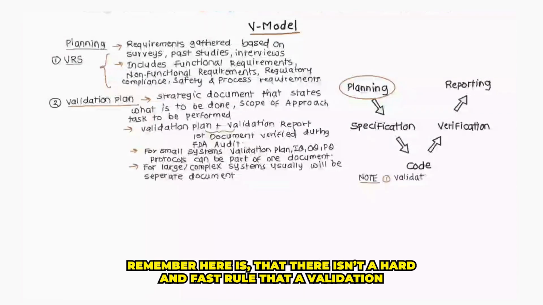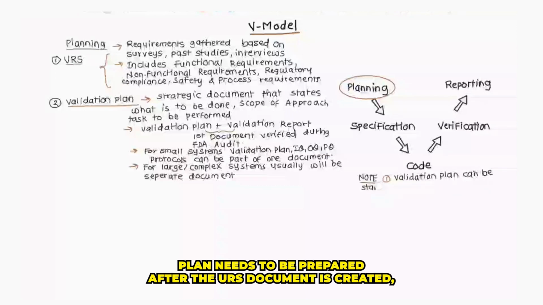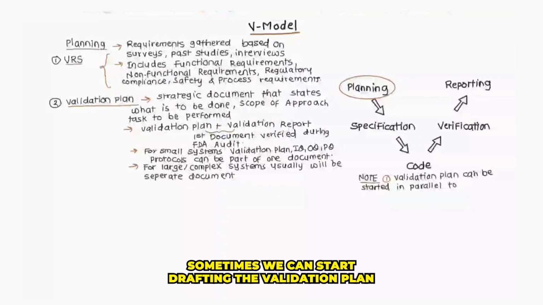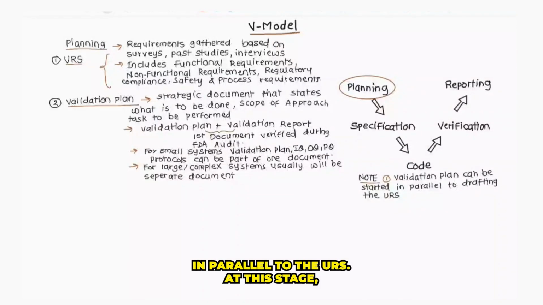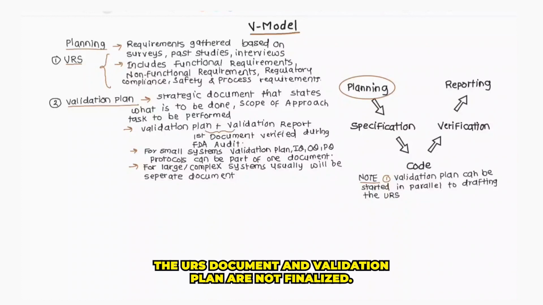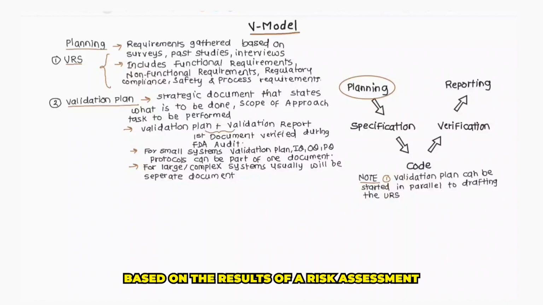One point to remember here is that there isn't a hard and fast rule that a validation plan needs to be prepared after the URS document is created. Sometimes we can start drafting the validation plan in parallel to the URS. At this stage, the URS document and validation plan are not finalized. There will be modifications made to both documents based on the results of risk assessment and ongoing observations.